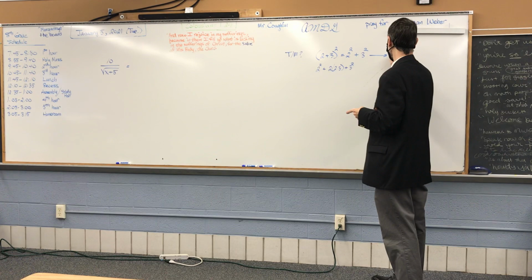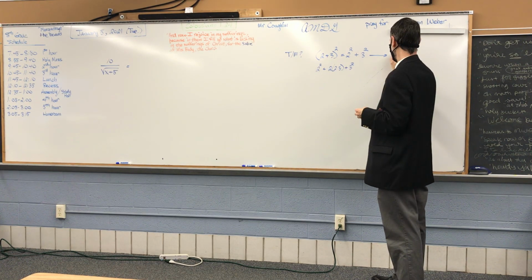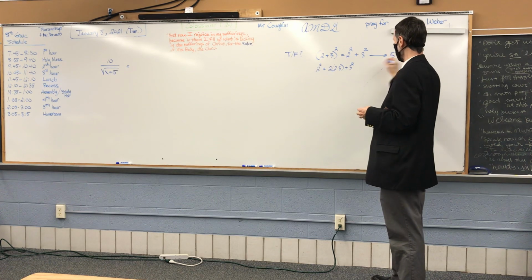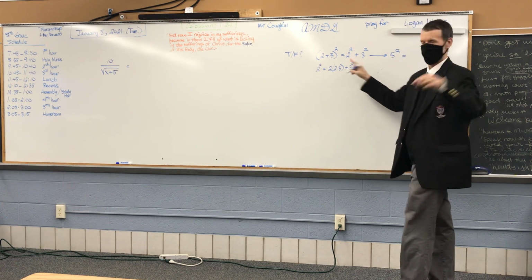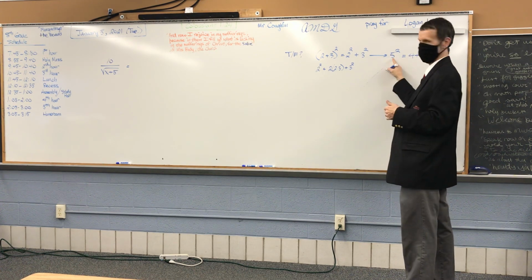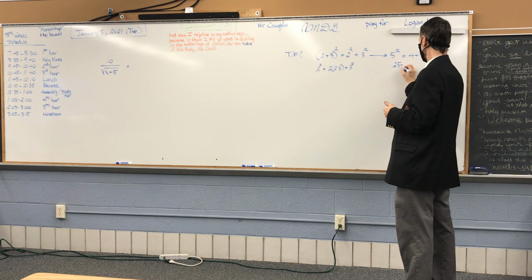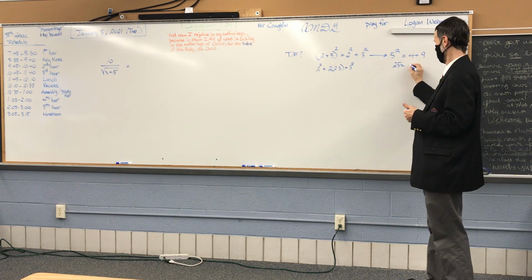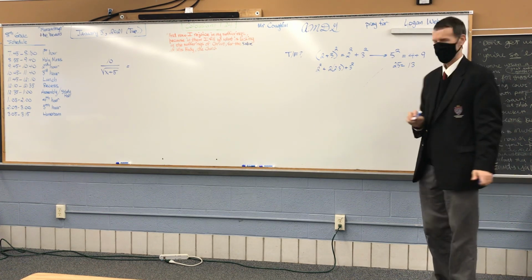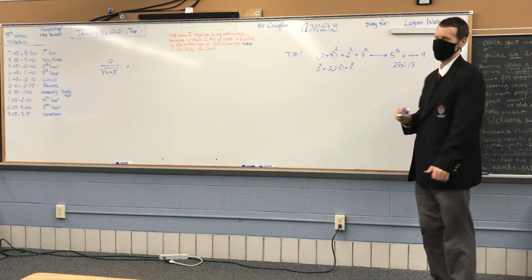Don't work too hard. It'd be 5 squared equals, go ahead and do these individually. It'd be 4 plus 9. What is 5 squared? 5 squared would be 25. Equals, what is this? That'd be 13. Is that true or false? That'd be false. Last time I checked, 25 is not equal to 13.